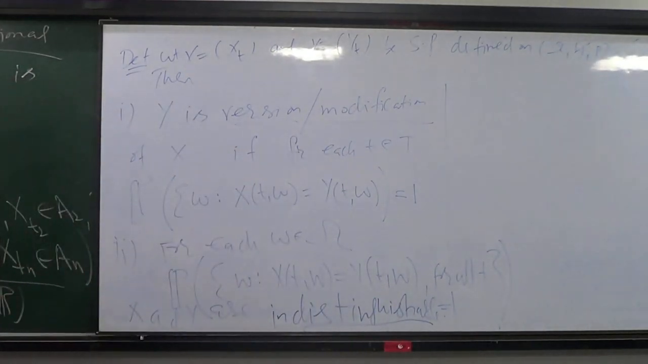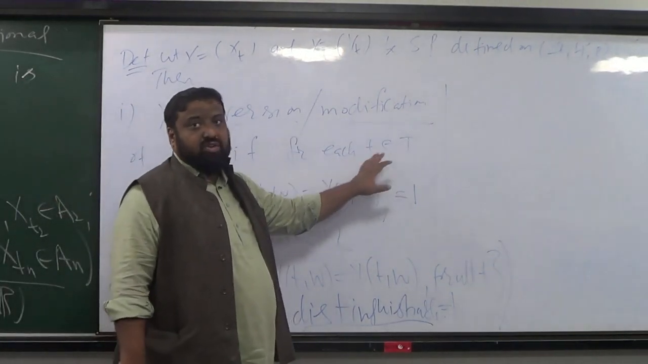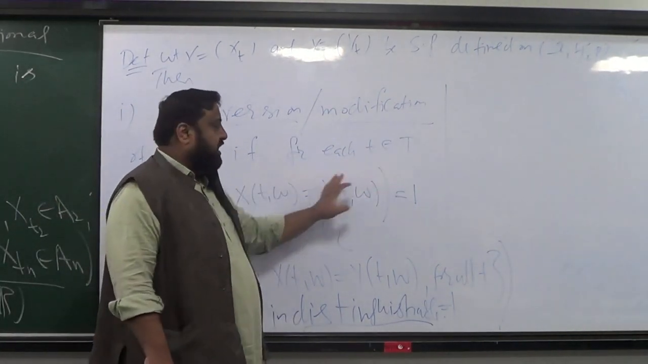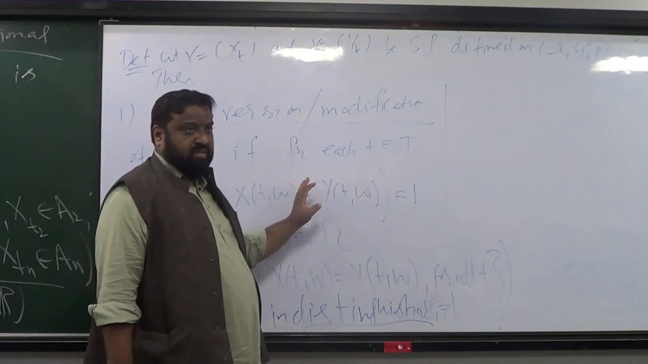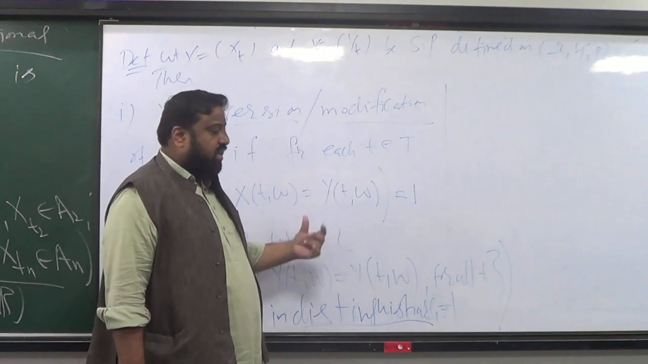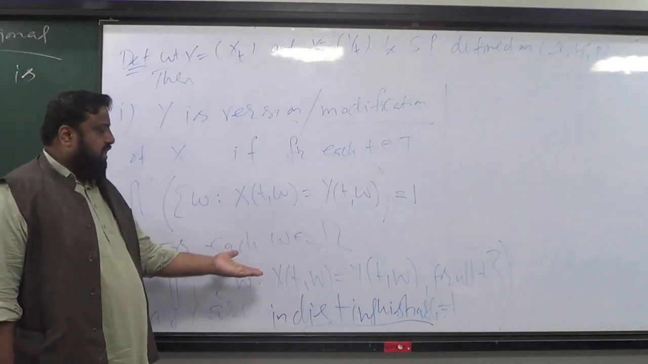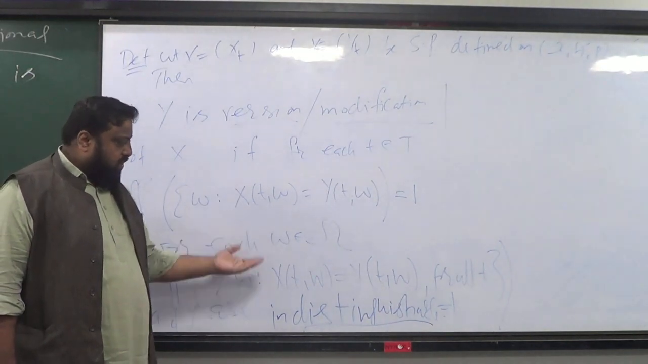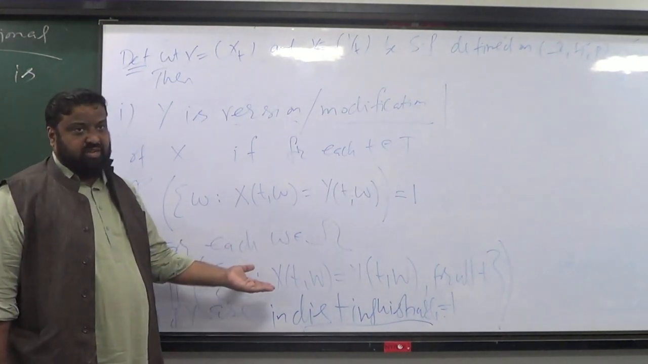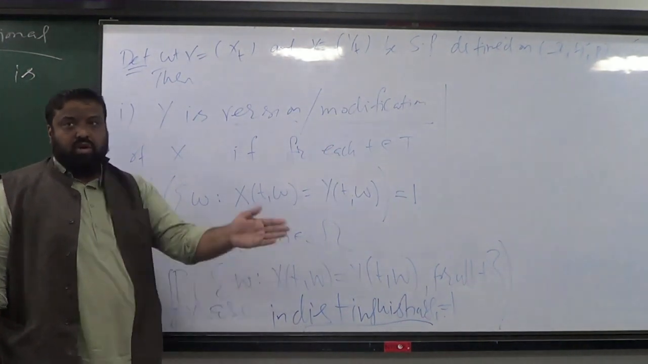What are the key differences between both definitions? They almost say the same thing. Looks like. But one thing here is that if you fix t, you see their equality from the perspective of omegas. They are equal. And when you say indistinguishability, you pick up all those trajectories of the process X and Y for which they agree at all times.